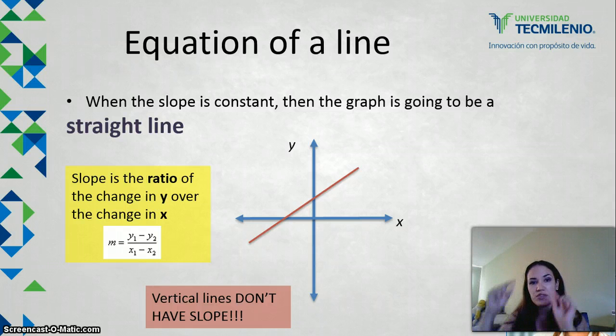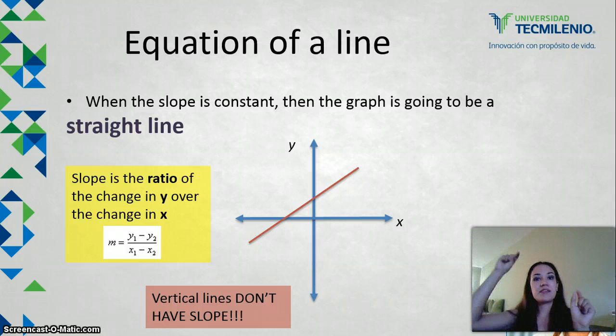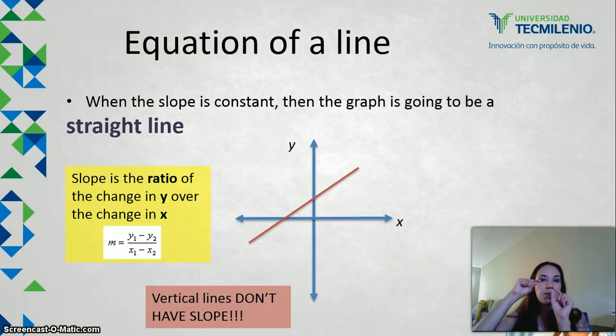So it doesn't matter if you take one point at the top of the same line and one point that is way down over the same line. The slope is always going to be constant. If you take two inner points, then the slope is going to be also constant. It's going to be the same slope. So when you have this situation, we are talking about a straight line.